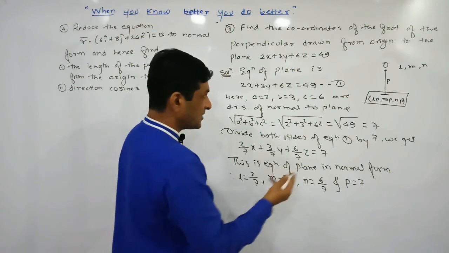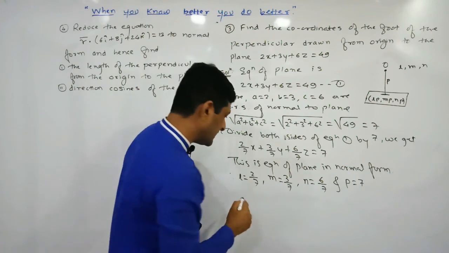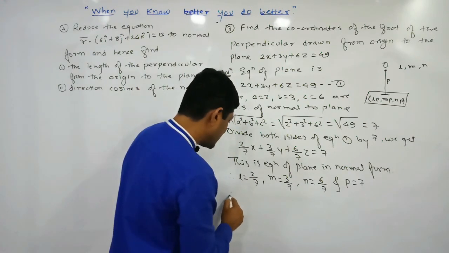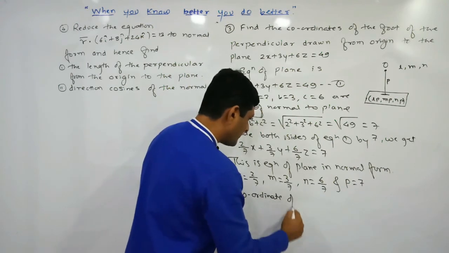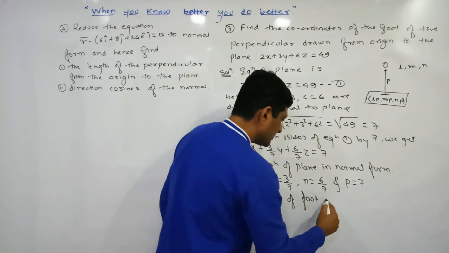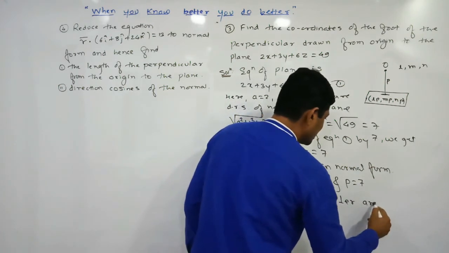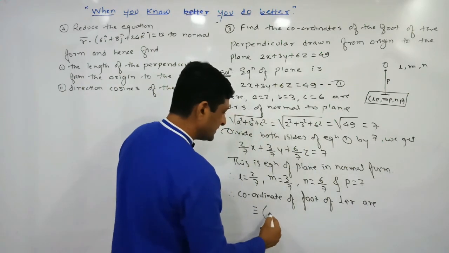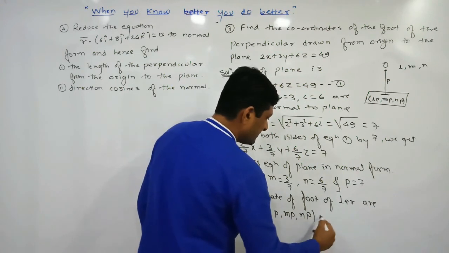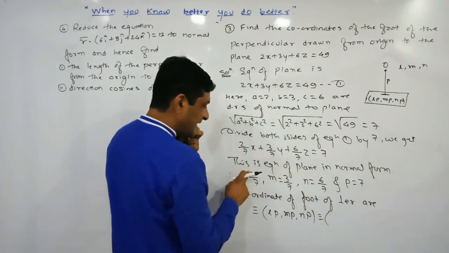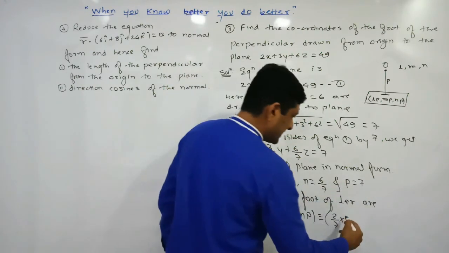So once these values are known to us, this formula is applicable to find out the coordinates of the foot of perpendicular. So therefore, what are the coordinates of the foot of perpendicular? LP, MP and what? NP. Remaining part is just to substitute the values. What is the value of L? 2 by 7 into P. P is how much? 7.